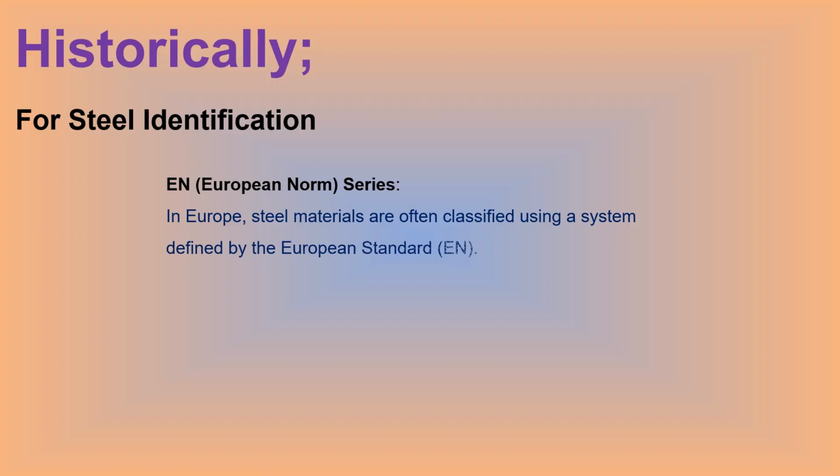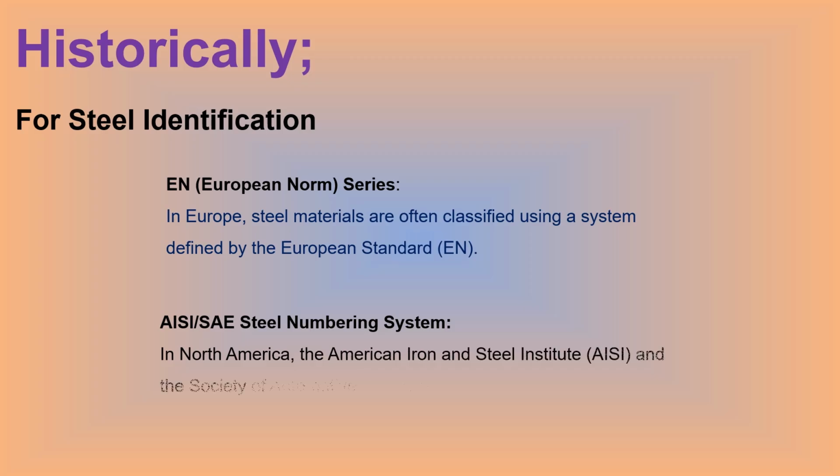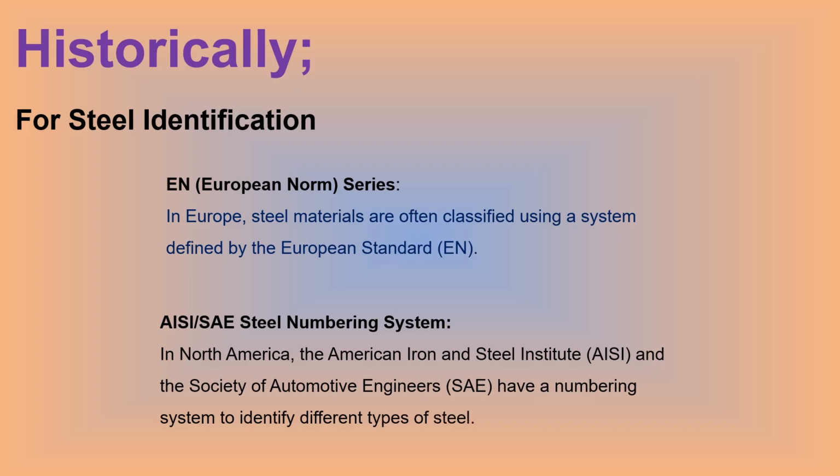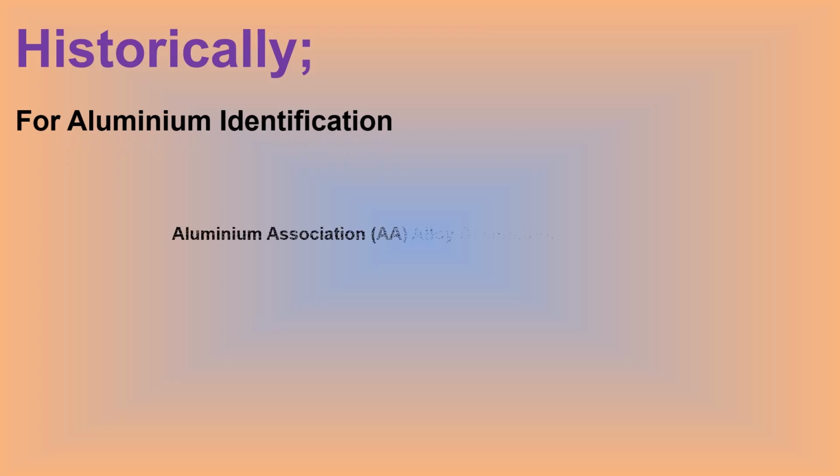European norm or EN series. In Europe, steel materials are often classified using a system defined by the European standard, EN. AISI/SAE steel numbering system. In North America, the American Iron and Steel Institute, AISI, and the Society of Automotive Engineers, SAE, have a numbering system to identify different types of steel. Historically, for aluminium identification, the Aluminium Association or AA alloy designation system is used.